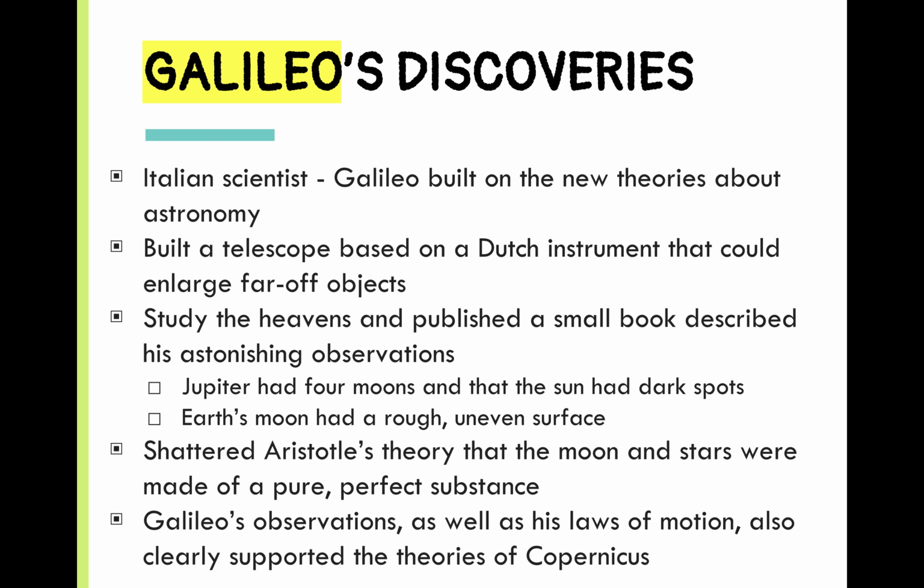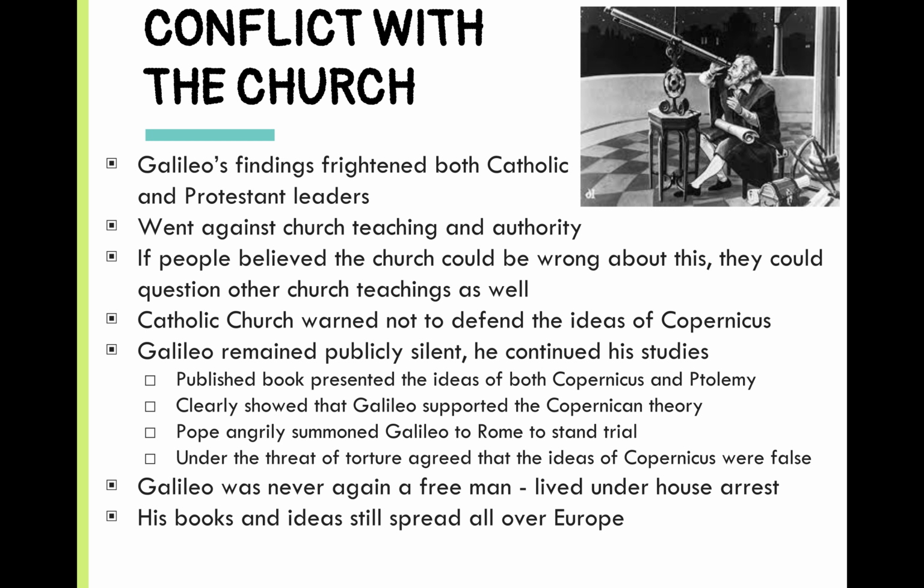His observations, as well as his laws of motion, are going to also very clearly support those early theories of Copernicus, those theories that people doubted. However, Galileo is also going to run into some conflict with the church. His findings frightened both Catholic and Protestant leaders because his findings support Copernicus, which goes against everything the church put its power behind.